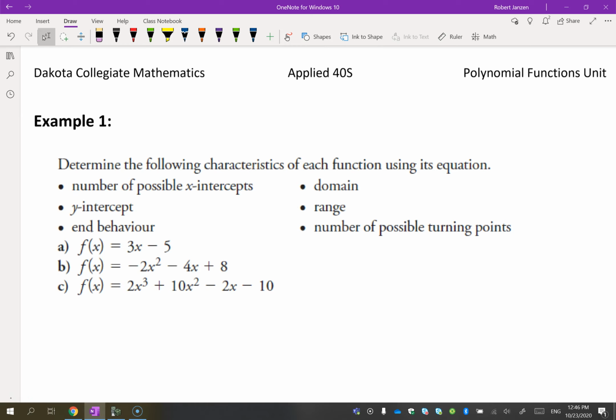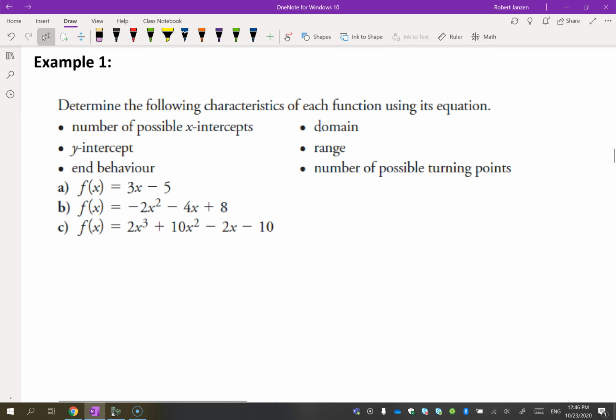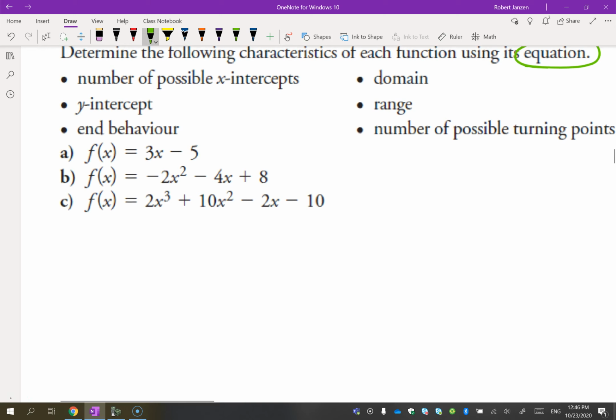Okay, so looking at this, we're going to go for some characteristics, and it says determine the following characteristics of each function using its equation. Now, if this was a test and you were stuck, you could always graph it and you would be able to find some of that out. We're going to try to do it just by looking at the equation though. So for A, let's fill out some information. How many X-intercepts could it have? Well, it could at max have 1 because it has a degree of 1.